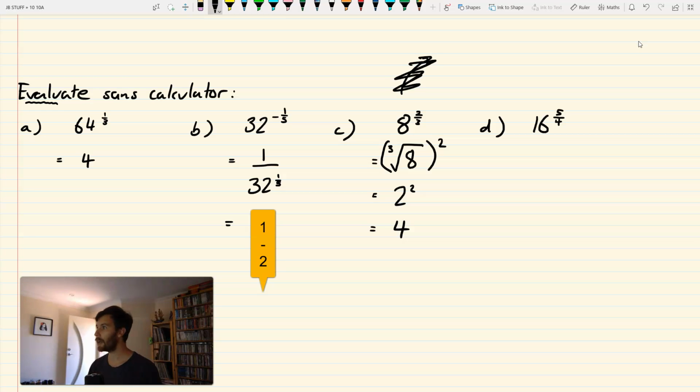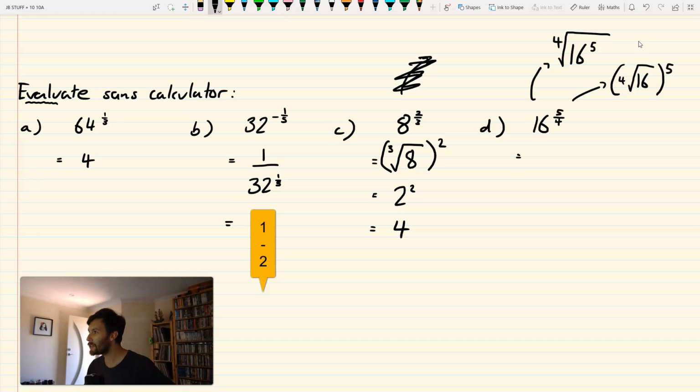This especially applies to the next question, where we have the option of doing 16 to the power 5 first, mentally, which I don't really fancy doing, and then finding the 4th root of that. Or we could find the 4th root of 16 first, and then raise that to the power 5. That seems much, much easier to me. So that's what I'm going to do.